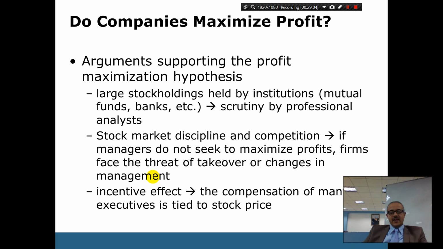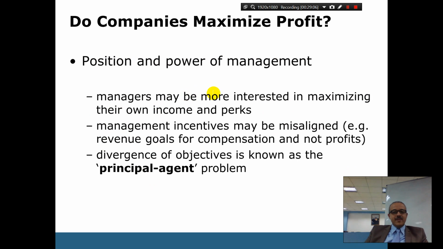The other point here is that managers may be more interested in maximizing their own income and perks. We talked last class about banks in New York when the bubble burst in 2008, and the managers did not want to lower their bonuses, because they wanted to keep their high bonuses even though the banks were almost falling.